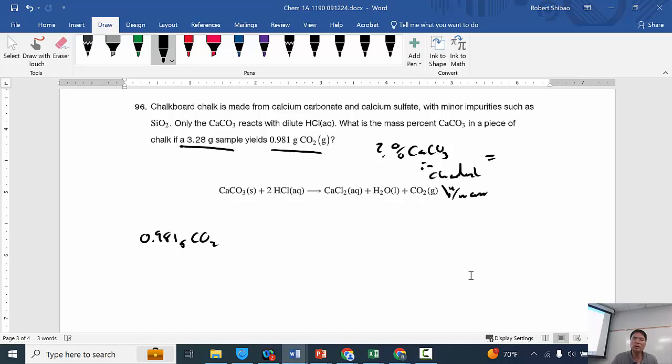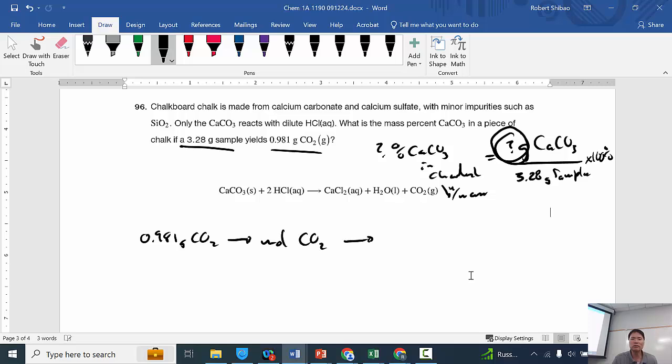And so if we want percent calcium carbonate, then we need to know how many grams of calcium carbonate we have in the total grams of sample. The total grams of sample are 3.28 grams of sample, and this is going to be times 100%. What we're trying to figure out is the grams of calcium carbonate. We can figure that out using stoichiometry, because if we know how many grams of CO2, we're going to go from grams of CO2 to moles of CO2. And then from moles of CO2, we're going to go to moles of calcium carbonate. This is a 1-to-1 mole ratio. And then from moles of calcium carbonate, we're going to go to grams of calcium carbonate.